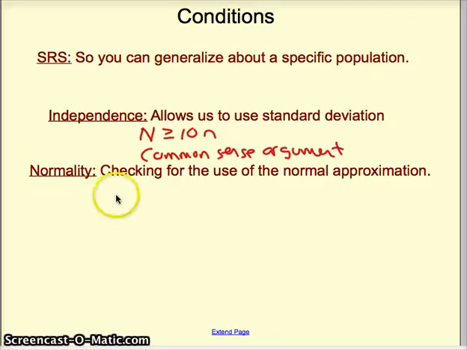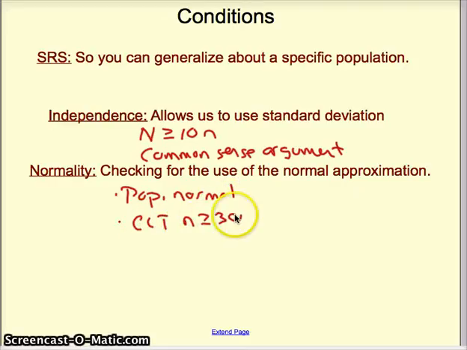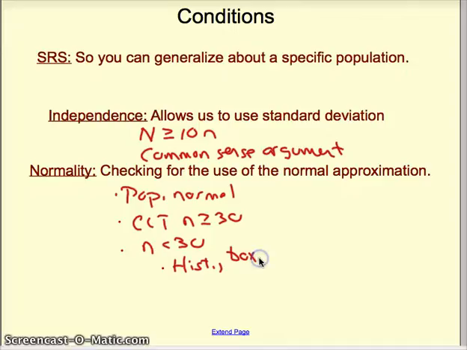Normality then, we'll recall that if the population is normal, we're in good shape. We can use the central limit theorem if n is greater than or equal to 30. But if n is small, then we need to make a graph, a histogram, a box plot, or a normal probability plot.